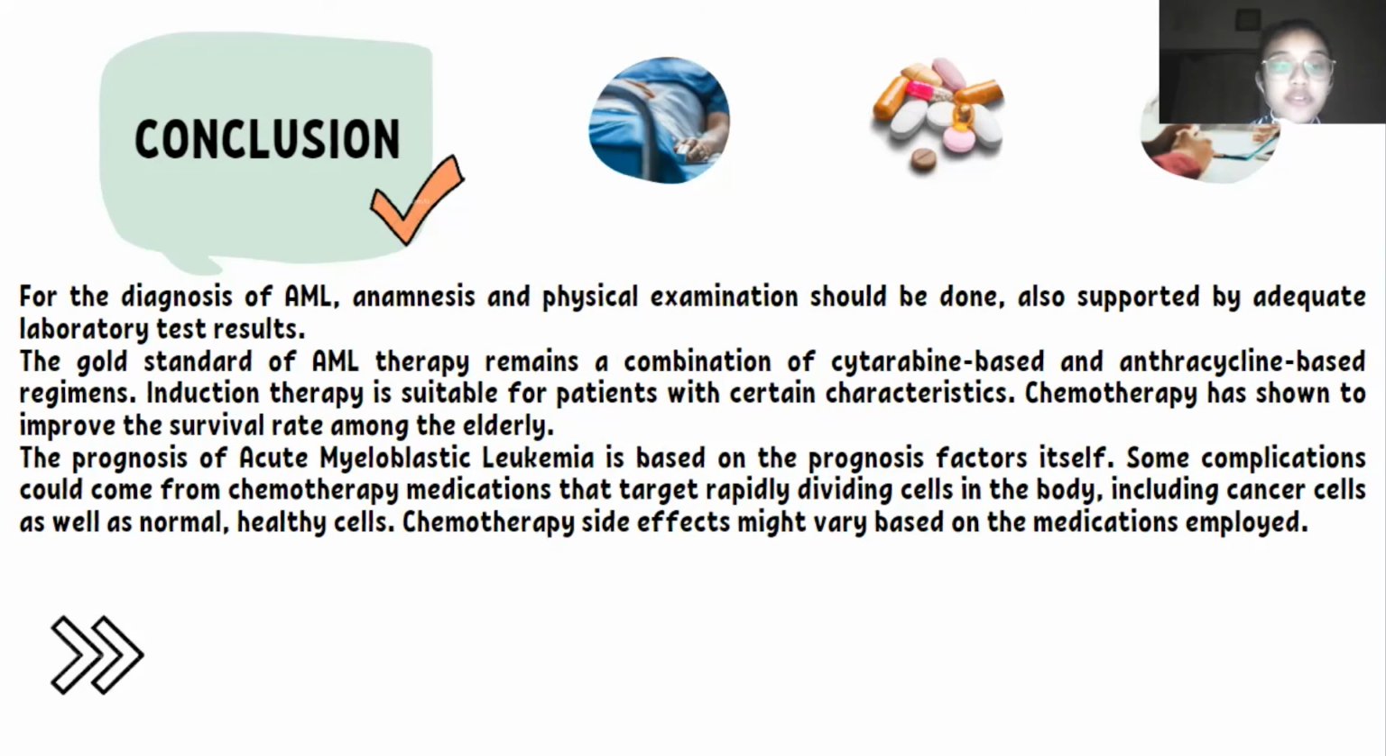The gold standards of AML therapy remains a combination of cytarabine-based and anthracycline-based regimens. Induction therapy is suitable for patients with certain characteristics. Chemotherapy has shown to improve the survival rate among the elderly. The prognosis of acute myeloblastic leukemia, or AML, is based on the prognosis factors itself.